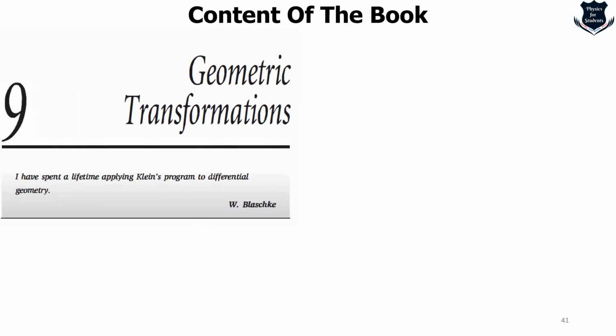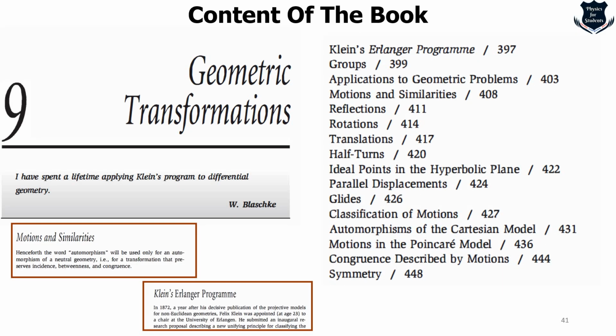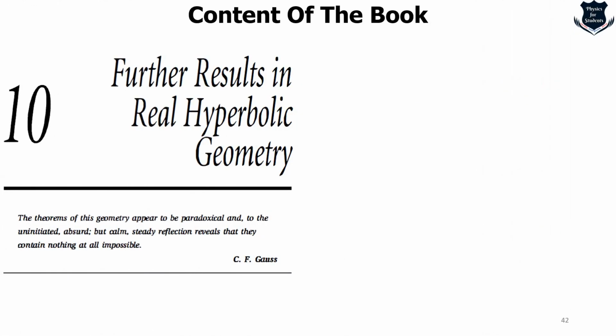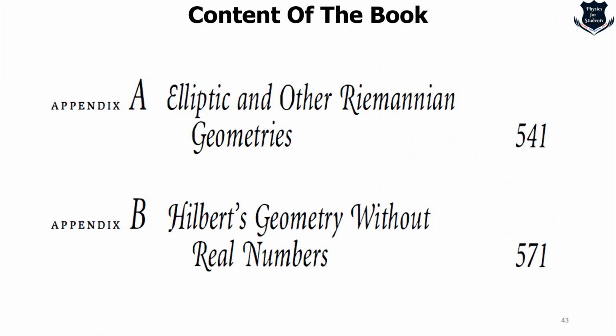The geometric transformations are also being covered in detail, which would be the Klein's Erlangen problem, the half turns, rotations, reflections, and so on. Further results in real hyperbolic geometry, which will be the same, the coordinate and real hyperbolic geometry, followed by the appendix and other Riemannian geometry, including Hilbert's geometry without real numbers.